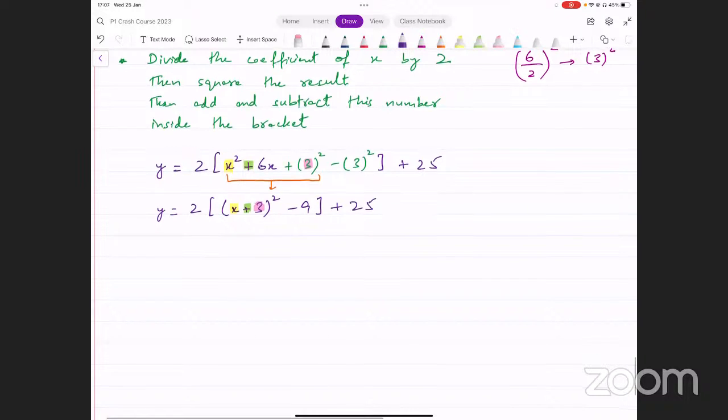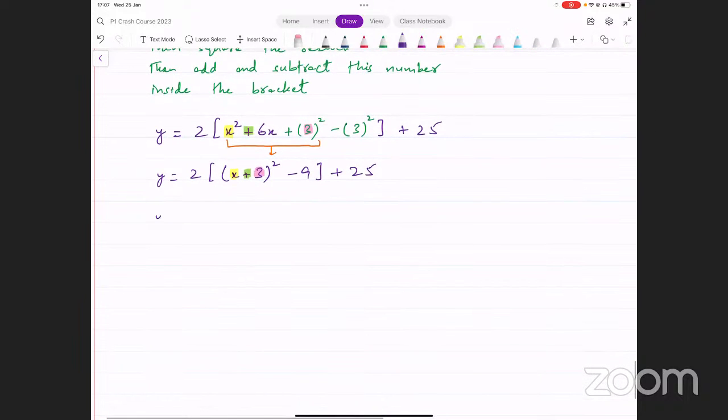And now once you're done with this, we just simplify this a little and multiply this 2 inside the bracket. When we do that, we get 2 into (x plus 3) whole squared. But remember, 2 also has to be multiplied with this number. That gives us minus 18 plus 25. And that gives us y equals 2 into (x plus 3) whole squared plus 7. This is the completed square form. This is what we were looking for.